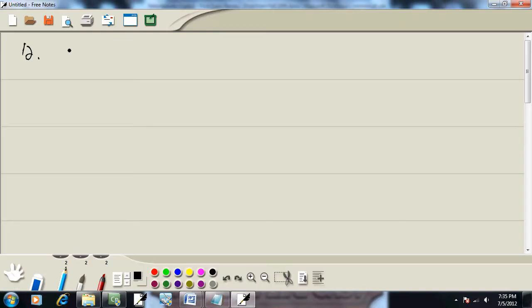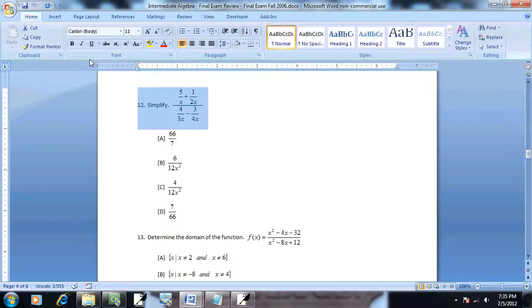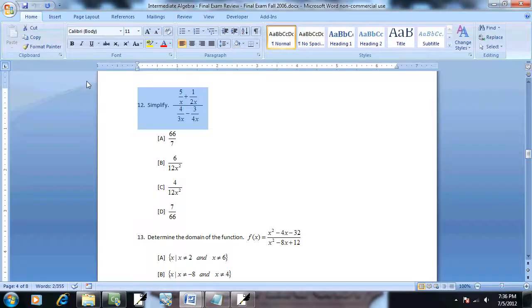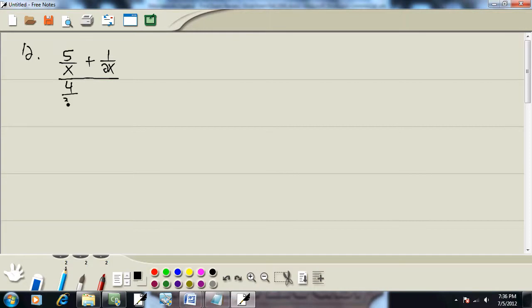Okay, so we got 5 over x plus 1 over 2x, over 4 over 3x minus 3 over 4x. So we got 4 fractions inside the big fraction, and our inner denominators will be x, 2x, 3x, and 4x. Well, first step, factor all the inner denominators. Well, there's nothing to factor. Next step, figure out the LCM of all of them. If I look at the numbers first, 2, 3, and 4, and find the LCM of that, that would be 12.